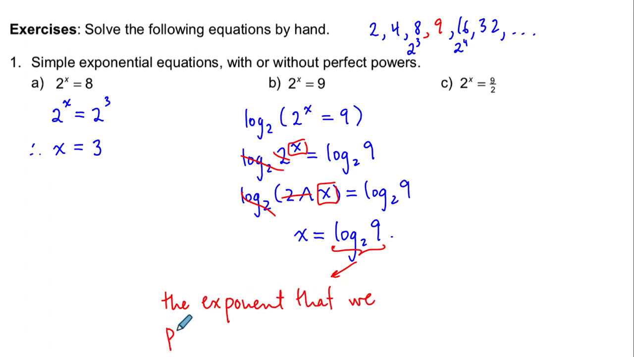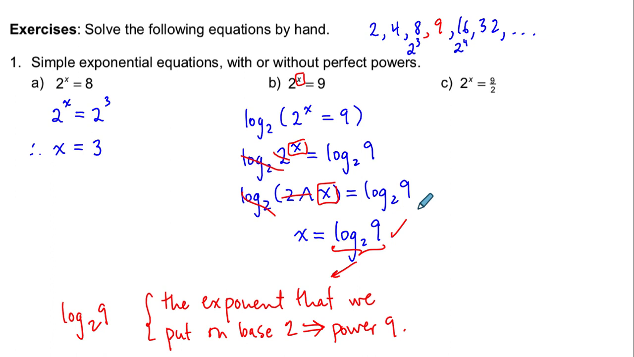I'll just write it out, to get the power of 9. And I'll just put "which yields" or "to get the power of 9" for shorthand. And so we were really looking for the exponent that we put on base 2 to get the power of 9. So all of this is the answer, the exponent that we put on base 2 to get the power of 9. And all of that is just shorthand by writing log base 2 of 9. So we're done. That's it.